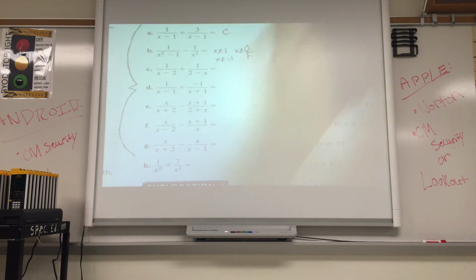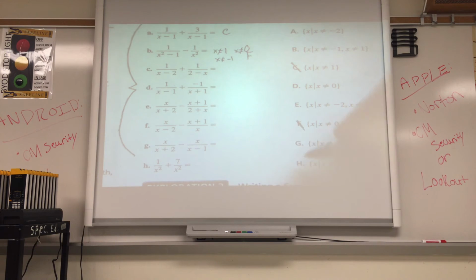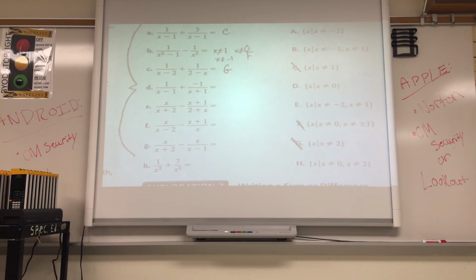So this one's F. Right here, x cannot be 2 because 2 minus 2 is 0. And on here, x cannot be 2 again because 2 minus 2 would be 0. So this one is simply x cannot be 2. And so on and so forth. I think you get the point. Let's just do one more to make sure.